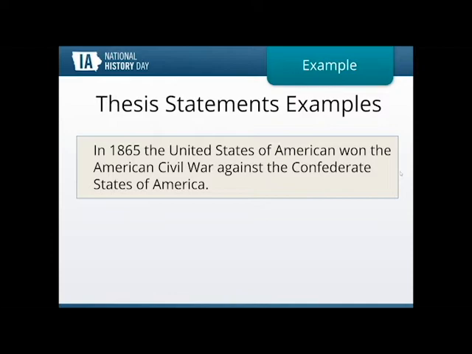The Civil War is a very broad topic. So with any National History Day project, students need to be addressing a more specific and narrow topic. The Civil War is a great place to start, but we need to narrow down onto something more significant. So why is it important the United States won the Civil War, or the Northern states won the Civil War?